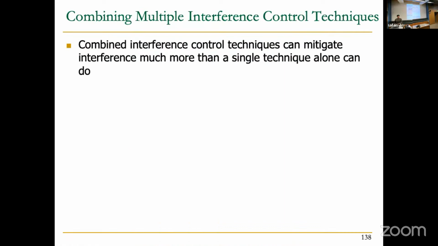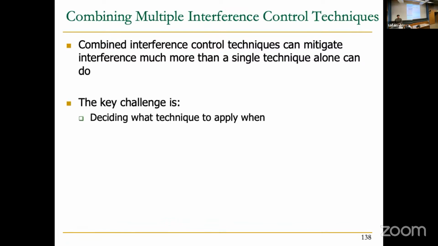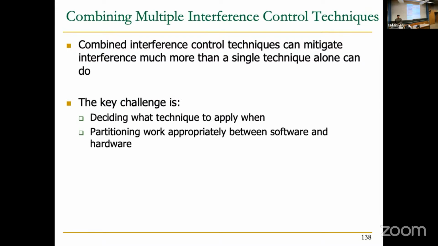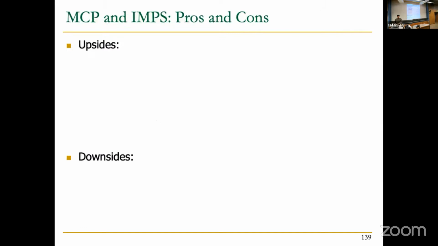Okay, so something about combining multiple interference techniques. Combining these techniques can mitigate interference more than a single technique, and we have seen that with IMPS. The key challenge is deciding what technique to apply when, and partitioning work appropriately between software and hardware. And these are the advantages and disadvantages of MCP and integrated memory partition and scheduling.